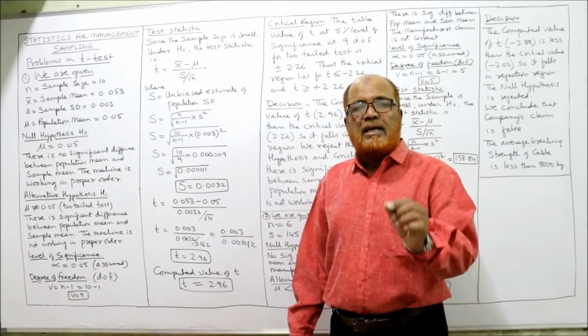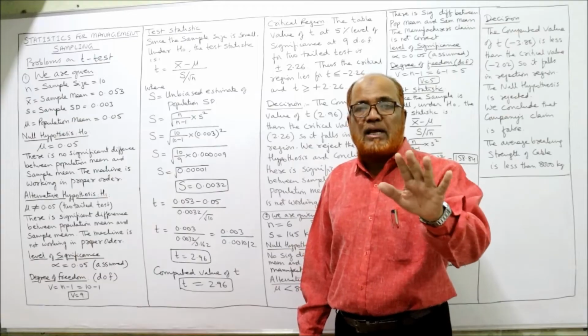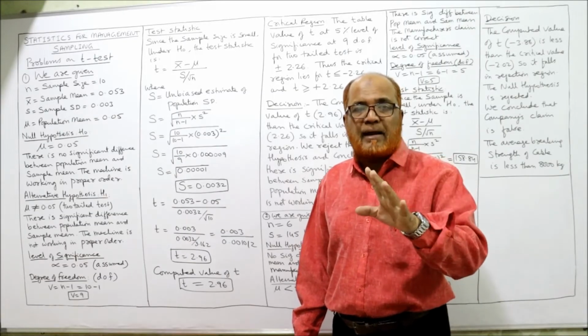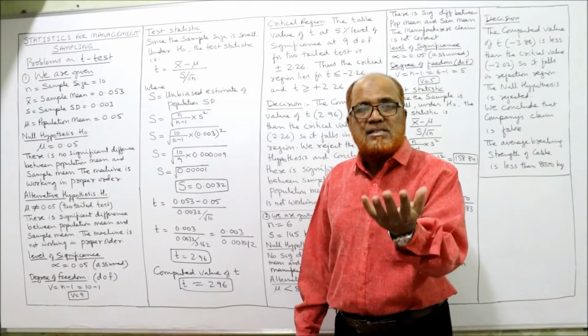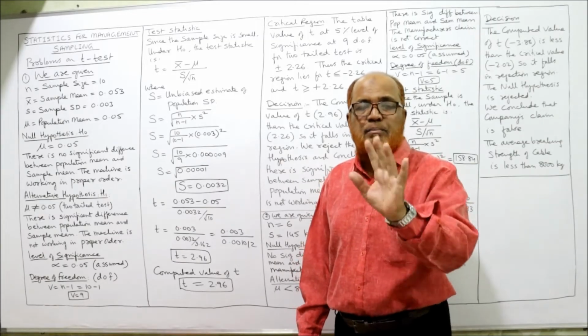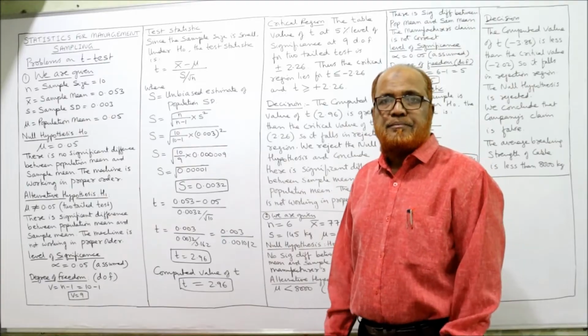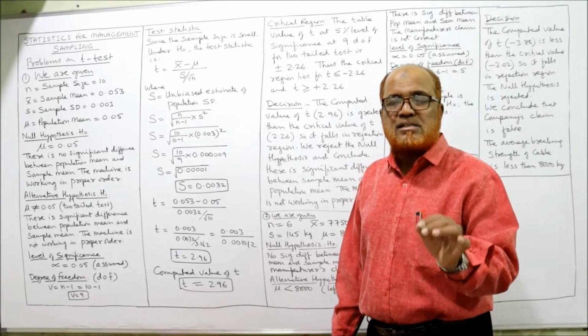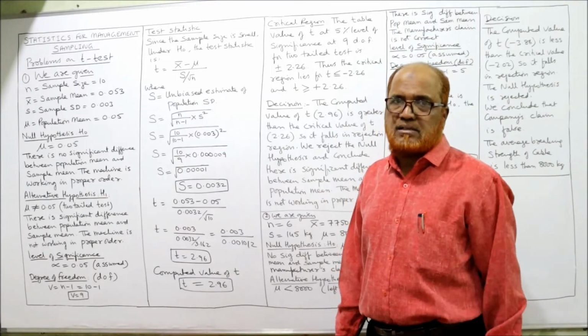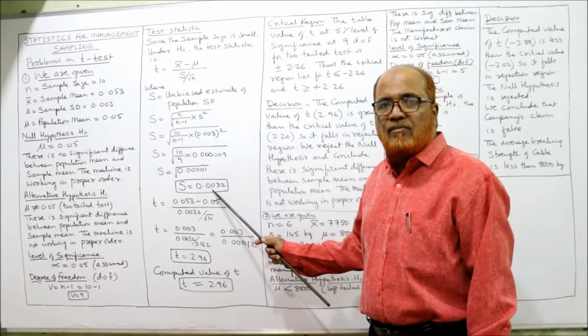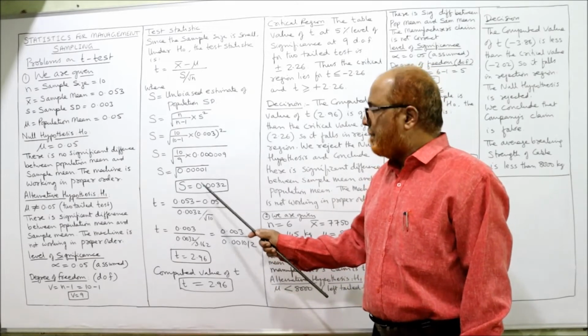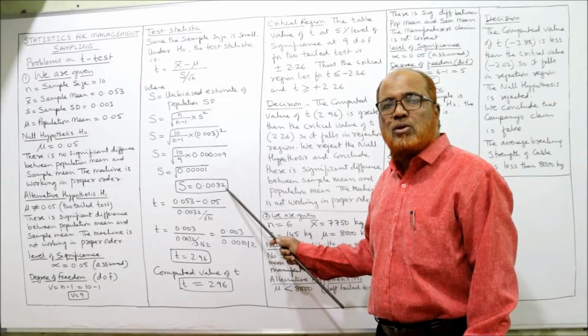Remember, only listening and watching the video is not enough. If you want complete practice, take a calculator, simultaneously make the calculations and be perfect. Be sure that you are getting the same answer. Practice is compulsory for statistics. Only watching the video is not enough. So capital S is equal to 0.0032.